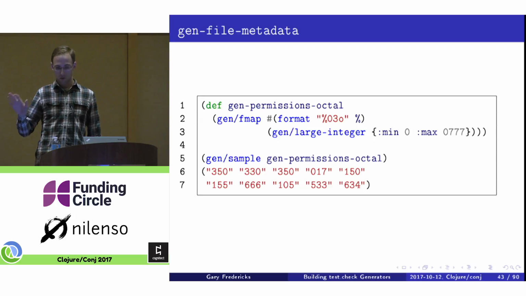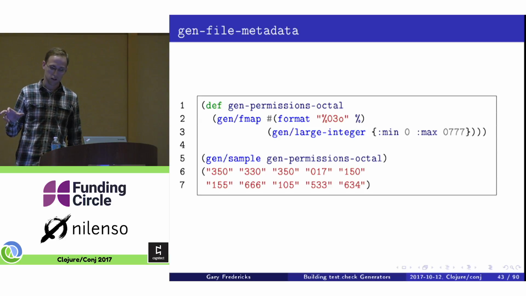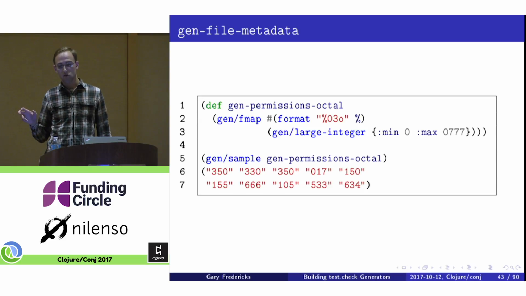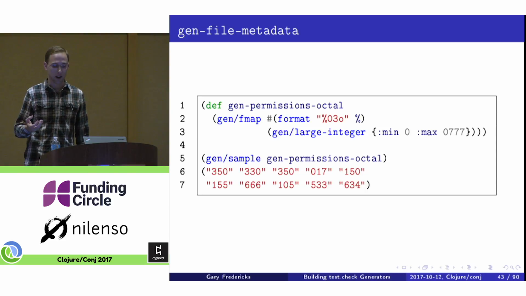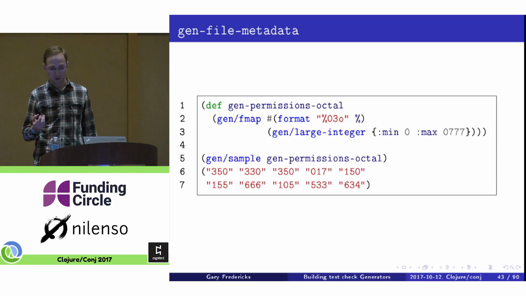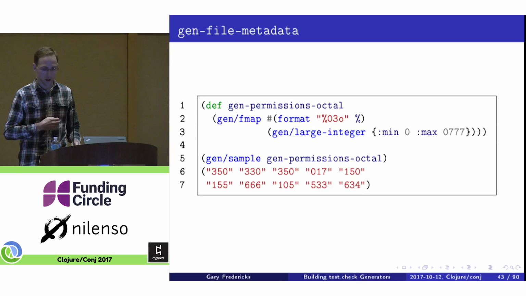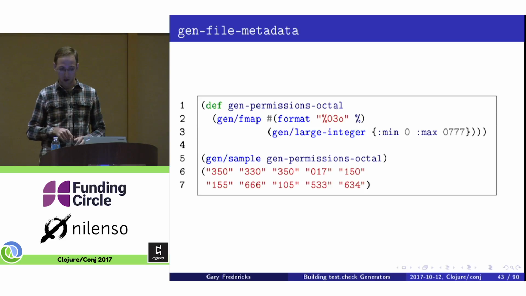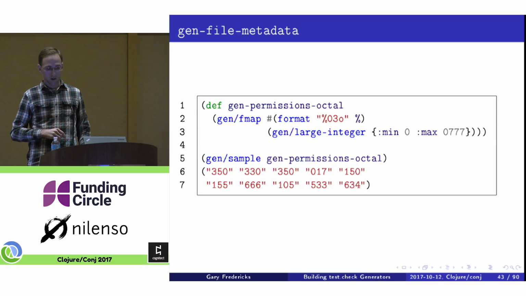So whatever that is, and the reader will figure it out, but we can pass that to the large integer generator to get a number in that range, and then use fmap to format it as an octal string. And fortunately, the format function built into Clojure knows how to generate octal strings in one line. And so we get a generator that works pretty well.